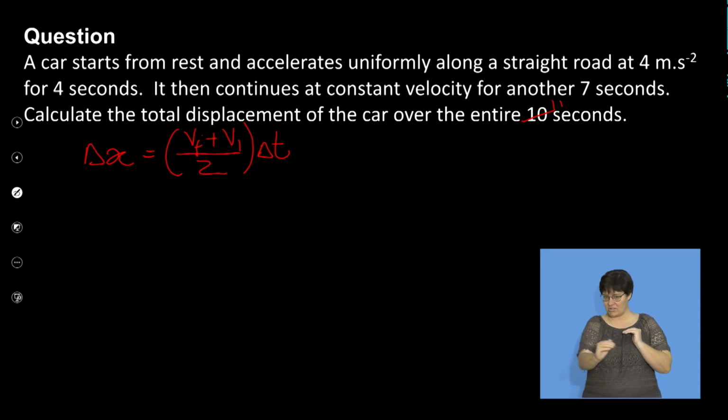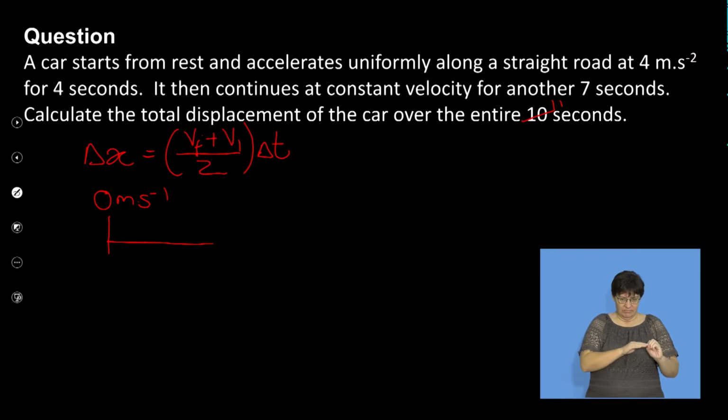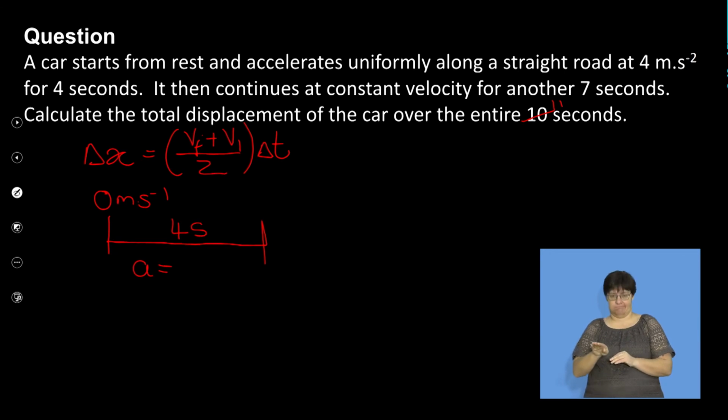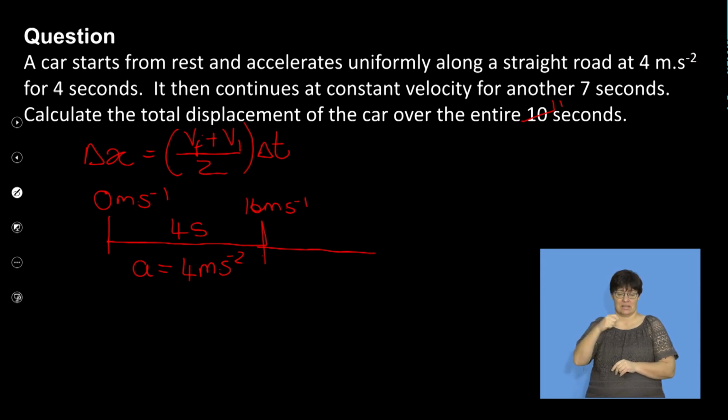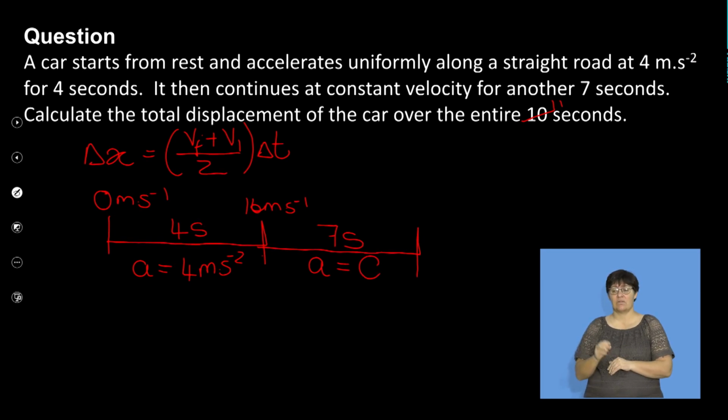You have a 2-part journey. One part of the journey is when it starts at 0. It travels for 4 seconds. It has an acceleration in those 4 seconds of 4 meters per second squared. Then it gets to 16 meters per second here. Then it goes for another 7 seconds, and this acceleration is 0.